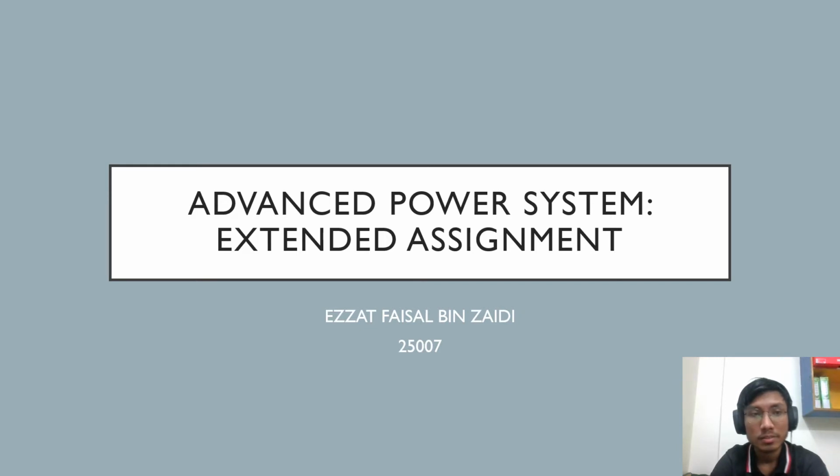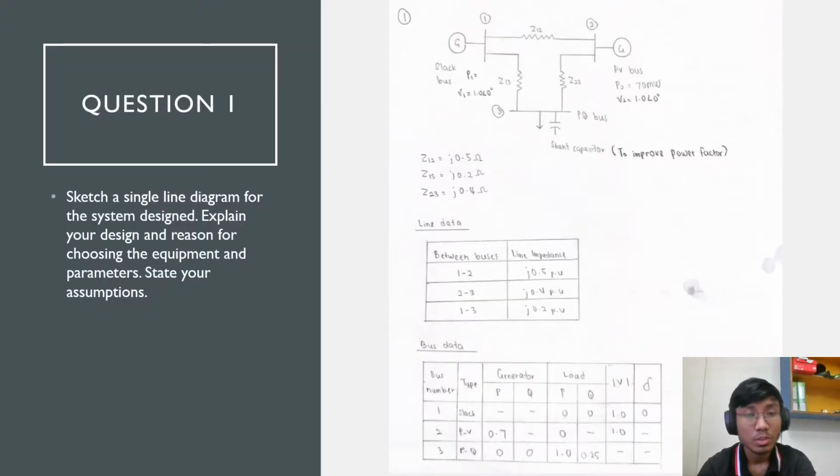I'll be presenting my answers for the Advanced Power System Extended Assignment. For question 1, we were asked to sketch a single line diagram for the system design. Here we have the PV bus, which is the generator bus, the PQ bus, which is the load bus, and then the slack bus. The function of all these interconnected buses is to ensure better power flow distribution.